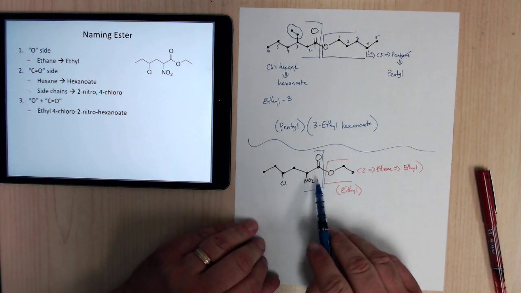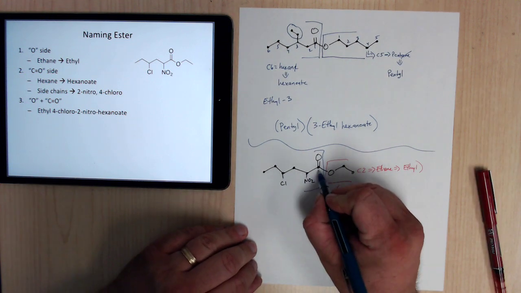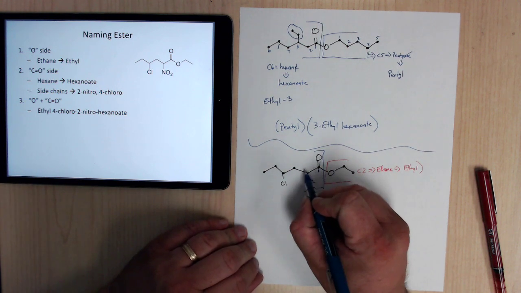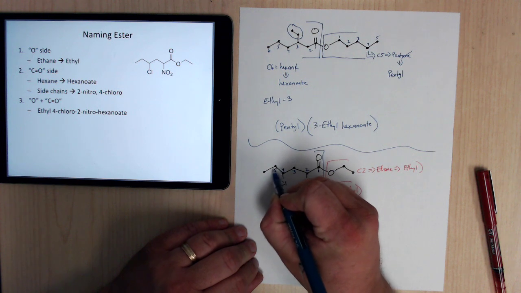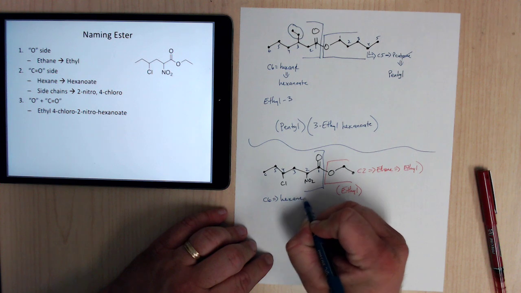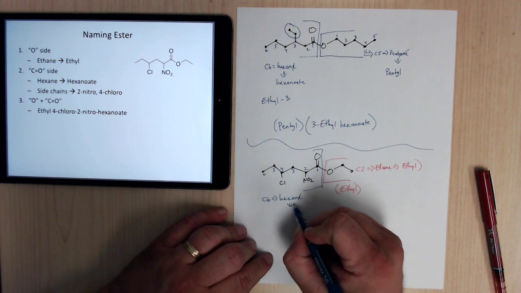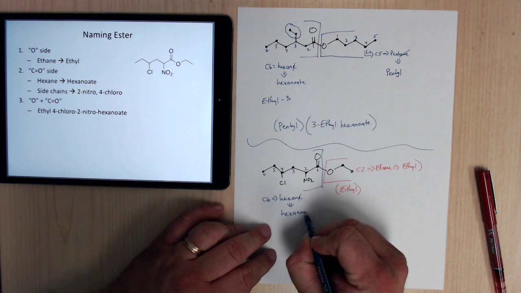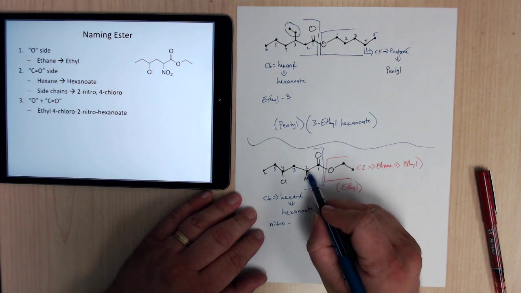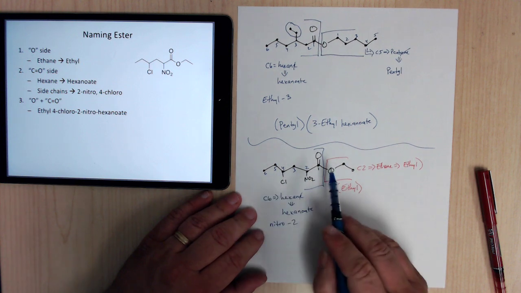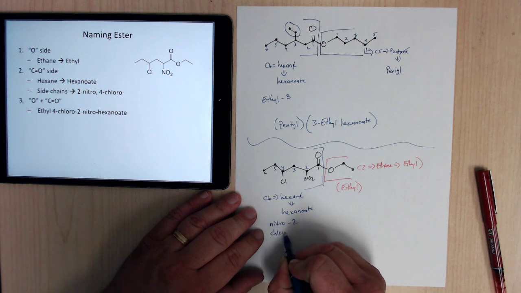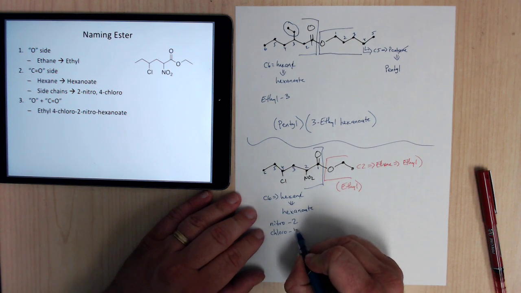This side here, from the C double bond O, we start at the C double bond O and extend away from this oxygen. So 1, 2, 3, 4, 5, 6. C6 becomes hexane, and to indicate that it's an ester, you go hexanoate. We also have a nitro group at carbon 2, because the numbering starts at that C double bond O, and we also have a chlorine atom, so it's chloro, at 4.